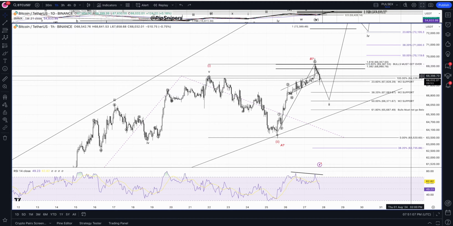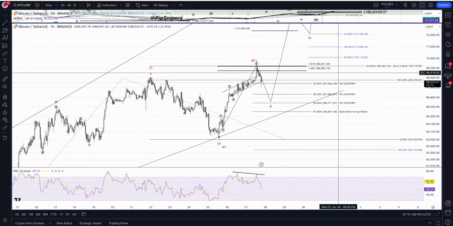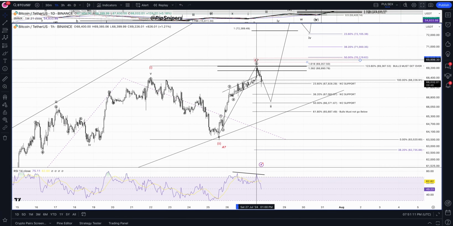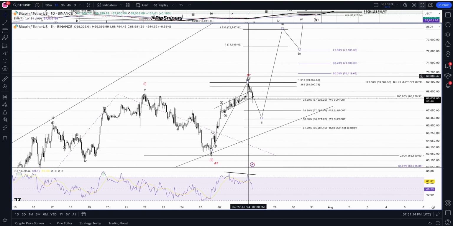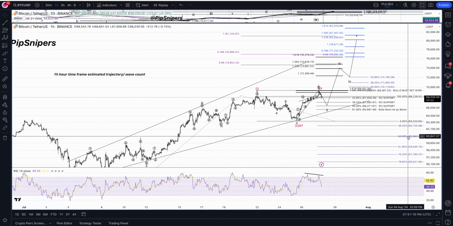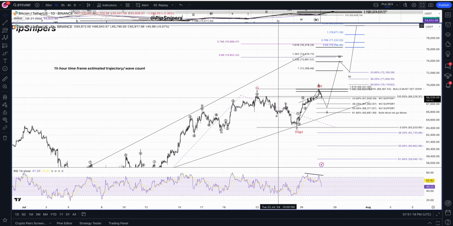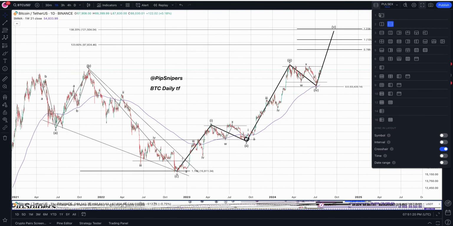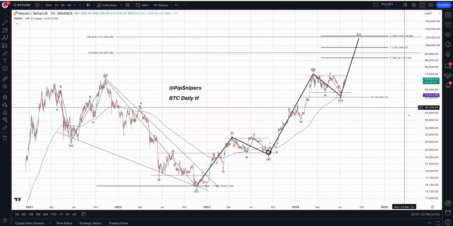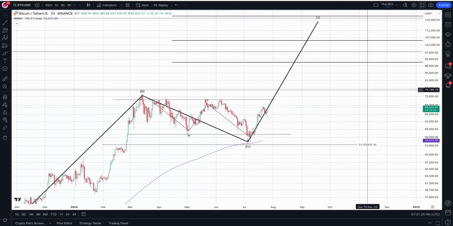If price is able to breach 69,387, then it's likely we'll continue to have our melt up towards that $80,000 to $90,000 region. Because don't forget, Bitcoin is still bullish. We are trending upwards.